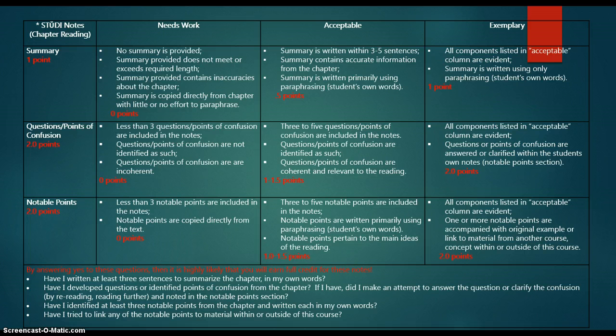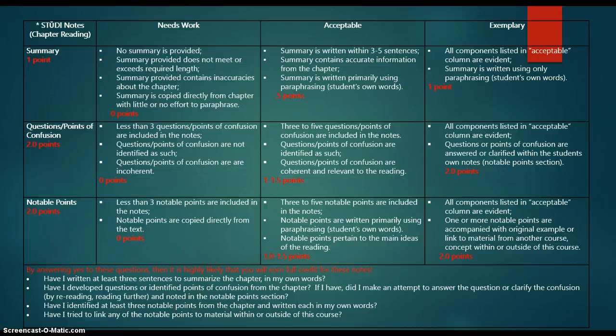For questions or points of confusion, first and foremost, have you identified 3 to 5? Are those identified as real questions? Therefore, they're not incomplete thoughts or random thoughts. Are they coherent and relevant to reading that chapter, not necessarily larger questions about the course, but specifically to that chapter? To meet the exemplary categorization, you would have met these, and then you have identified a relationship between what your questions are and what your notable points are for the chapter. So have you answered your questions in the notable points?